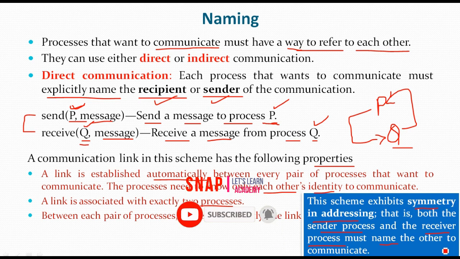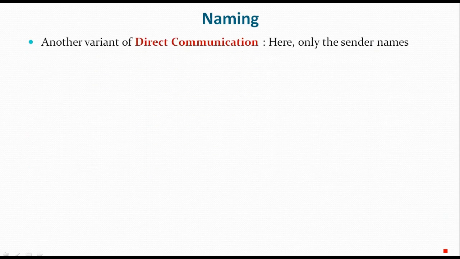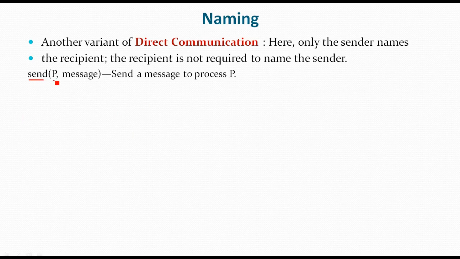Now, coming to the next method, another variant of direct communication. Here only the sender names the recipient; the recipient is not required to name the sender. Means if you have a send operation, there we are mentioning P and message, that is, send a message to process P.